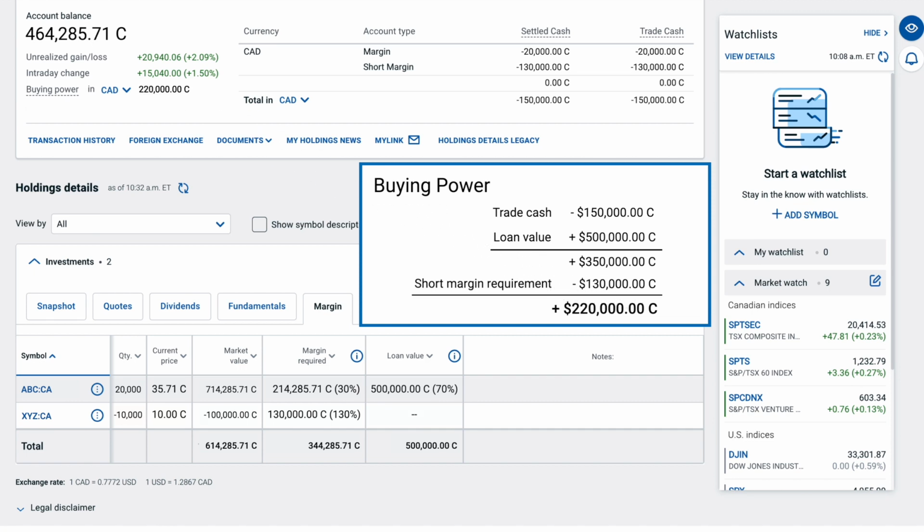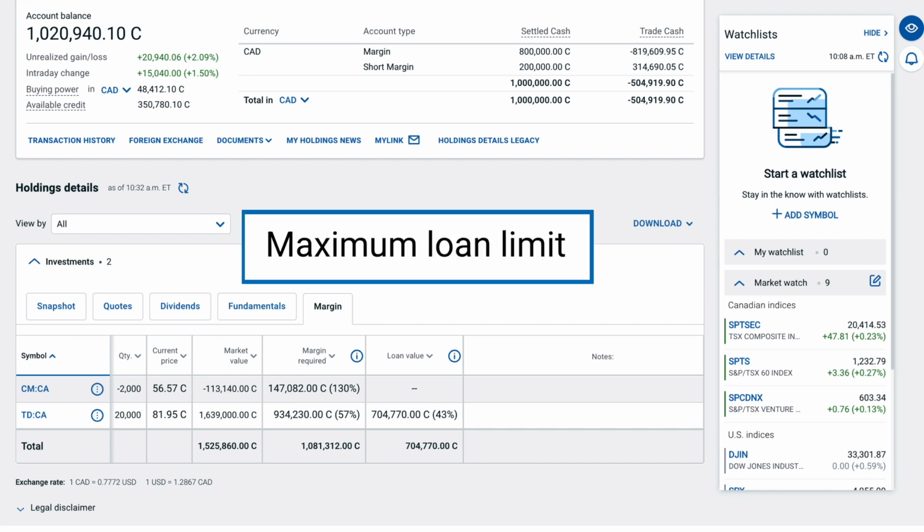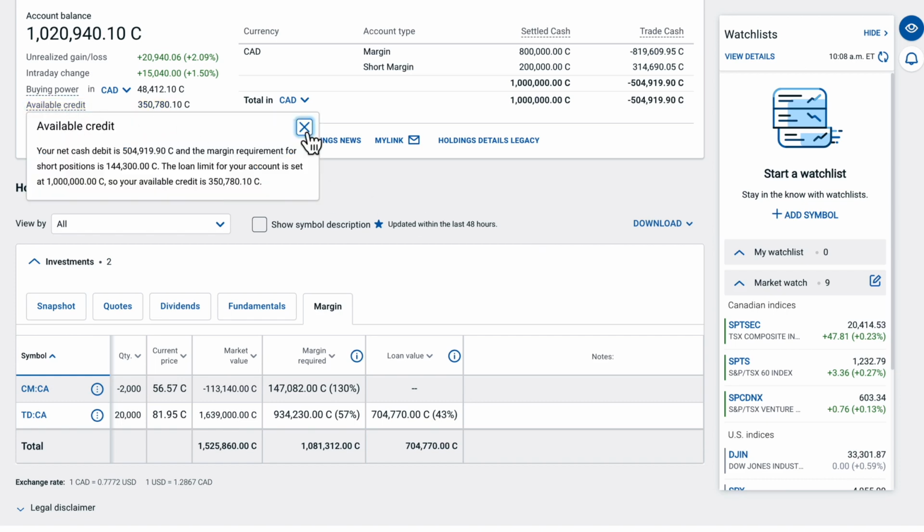There is a second factor that affects your ability to make additional investments as well. You need to ensure that your borrowing is within the limit set for your margin account. This is known as the maximum loan limit for your account. If you are currently borrowing in your account, then you will see available credit near your buying power. This will tell you how much room you have up to your maximum loan limit for the account. If you click on Available Credit, it will show you the calculation for your account.